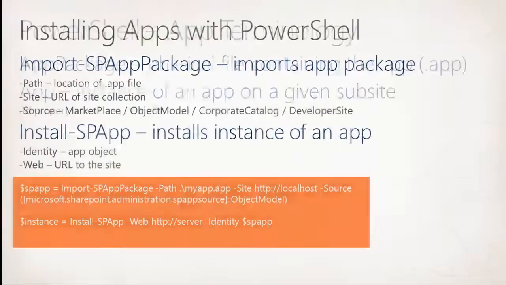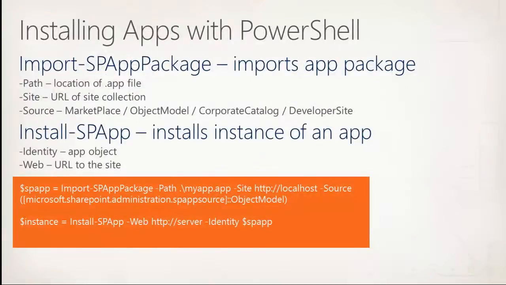To install apps with PowerShell, we use Import-SPAppPackage, or you can, of course, get it from the store or deploy with Visual Studio. But when you want to do it with PowerShell, you pass in the path, you pass in the site that you actually want it on. So the app package takes the site collection, and then you pass it a source. There's an enumerable where you have to tell it what kind of package it is. In this case, maybe you're using an object model, or maybe it's a developer site. Typically, I use object model.